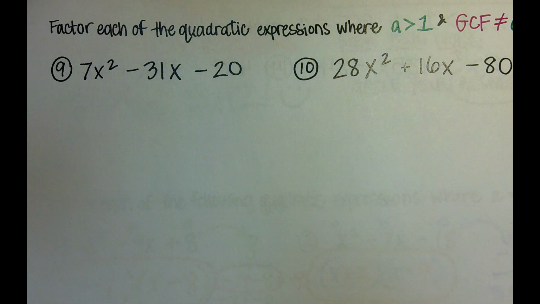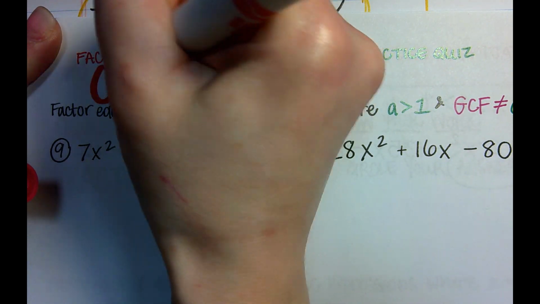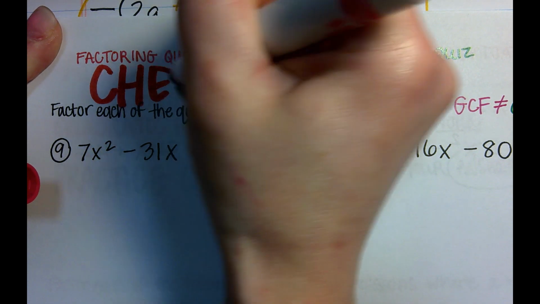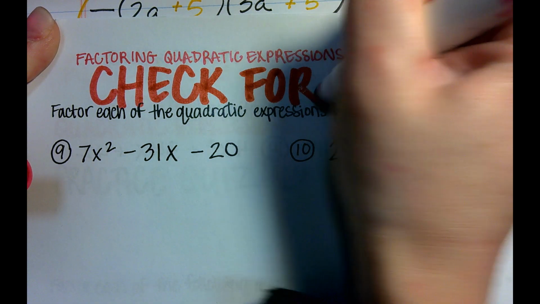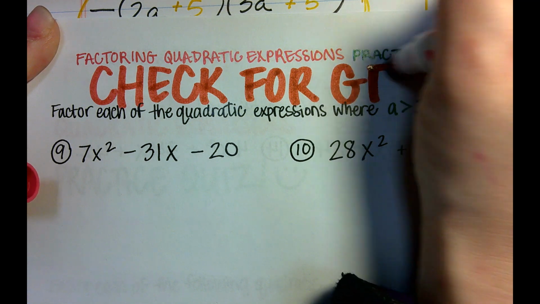So I'm going to write that again at the top. Check for greatest common factor. That's always the best thing to start with. There might not be one, but that is the best place to start.